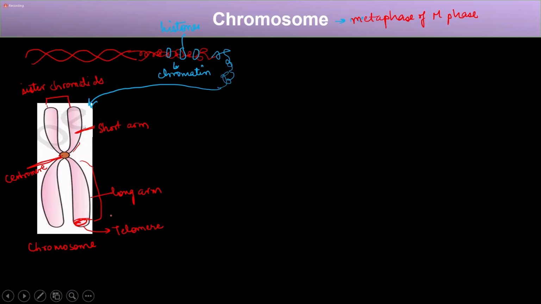Now we'll see what the functions are, or what each of these structures means. So the first structure that we see is the sister chromatids, right? These two sister chromatids.